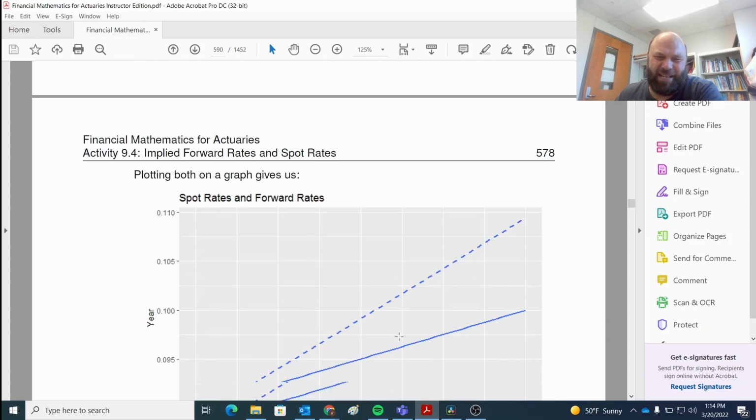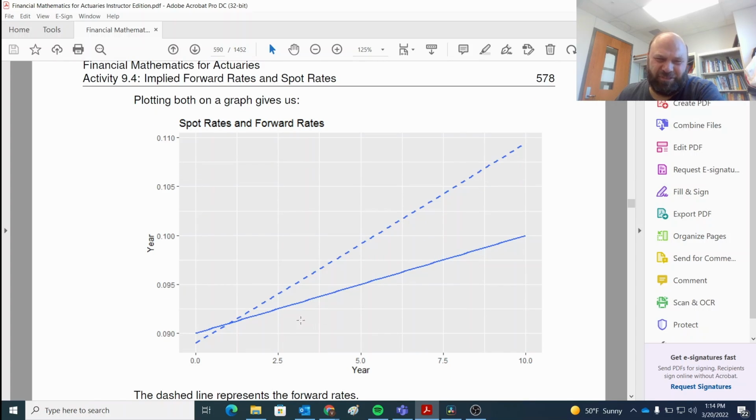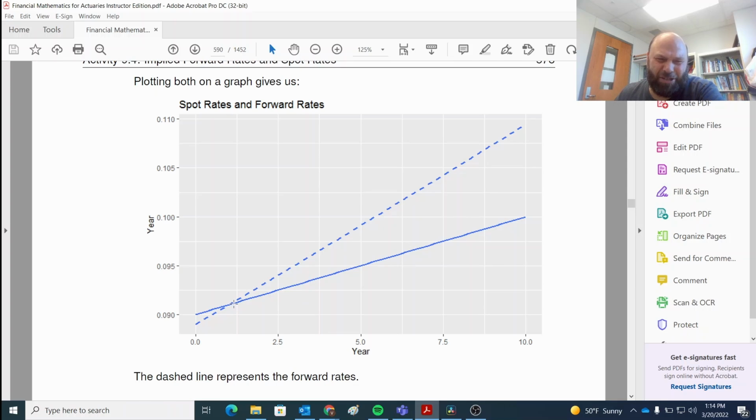And we can see that in this graph. The solid line is the yield curve, the dashed line is the forward rates. And we actually start here. This part of the graph doesn't exist because we start at 1. And you see both linear, and the forward rates are a little bit higher.